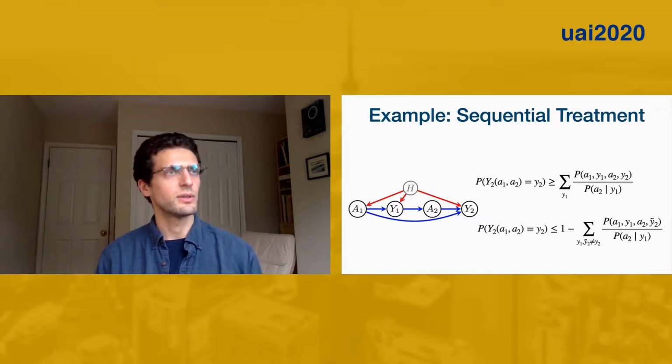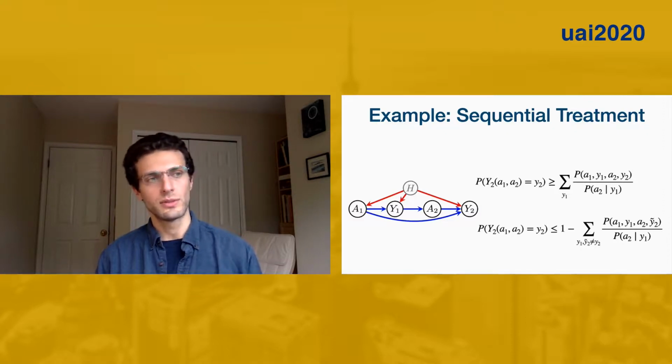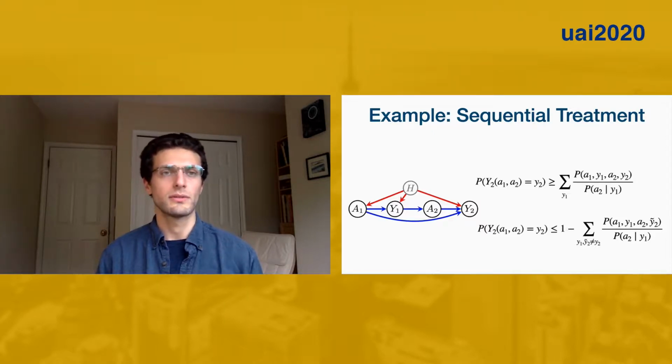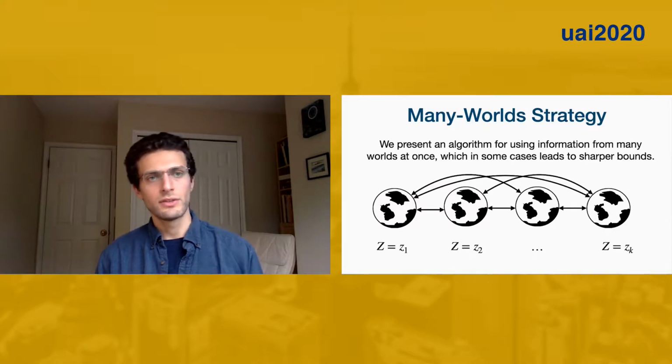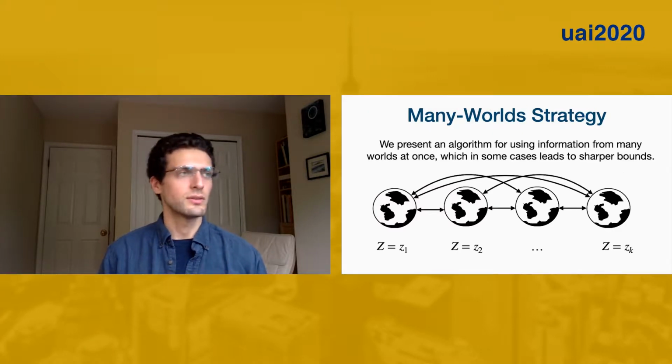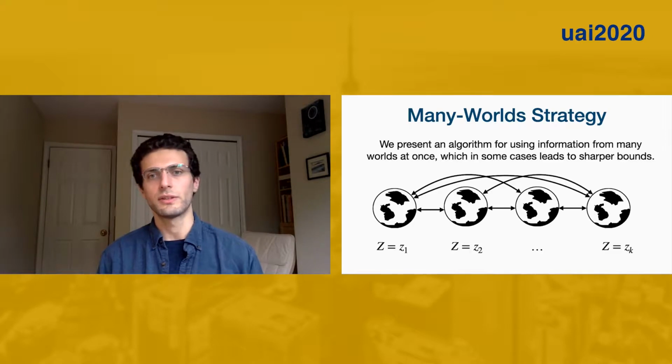For example, in this sequential treatment model, we can obtain bounds on the distribution of the final outcome. So the Y's are outcomes and the A's are treatments. We can obtain bounds on the distribution of the final outcome under intervention on the treatments, even though both outcomes and one of the treatments are confounded. But in general, the simple strategy we just described leaves some information on the table.